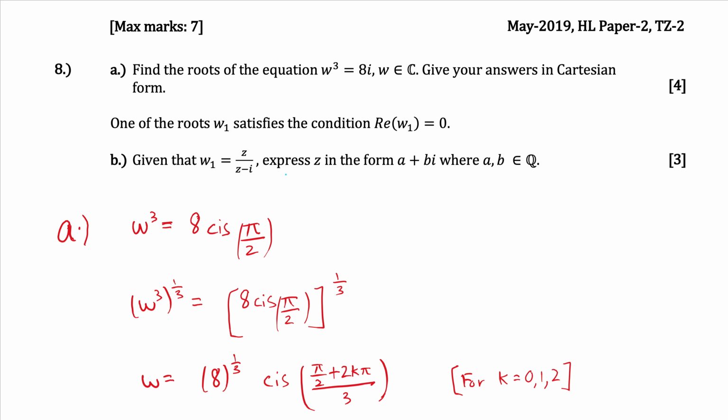Question number 8 from May 2019, HL paper 2, time zone 2. In part A, we need to find the roots of the equation w cubed is equal to 8i, where w is a complex number, and give our answers in Cartesian form.